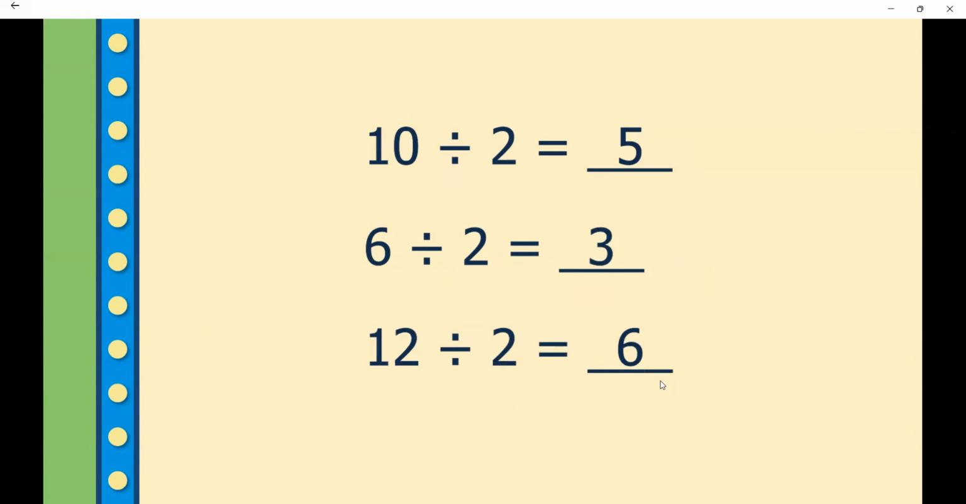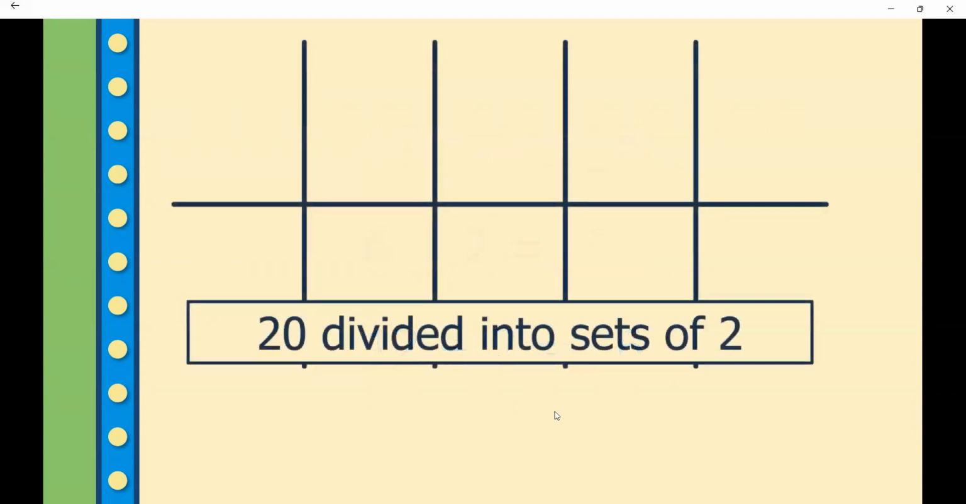Now, if I put 5, and I went to check myself, and I said 5 times 2, oh, that's 10. Well, I need to know that. I need to go back and add one over here because I got it wrong. So it's something to think about.